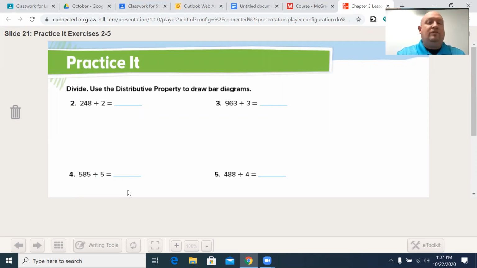So now we're going to get to where you have a chance to practice. I want you to do numbers 2, 3, 4, and 5 on your own. Use the distributive property to draw the bar diagrams. So you should have 3 boxes on this one with a 900, one with a 60, one with a 3, so that you can see how they work. Yes, it is expected for you to follow the directions to draw the bar diagrams. I'll look for you on the other side. You may pause the video now.